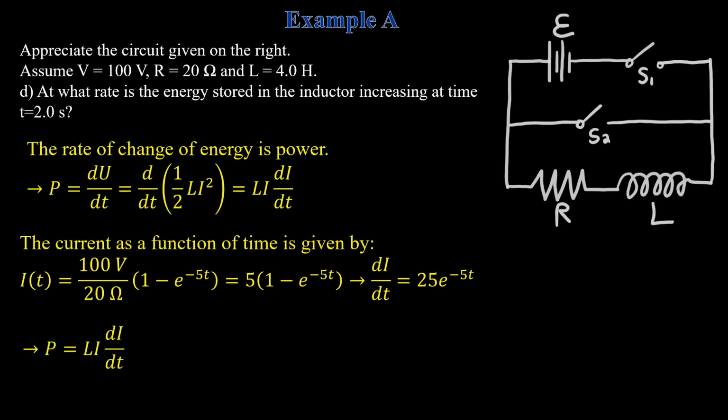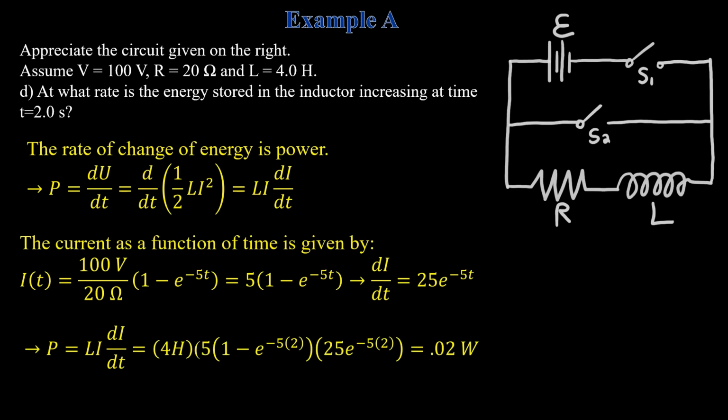Now we go back to the original function. So we're going to plug this in to di/dt at t equals 2. Likewise, for the current function I of t, we plug this in for I, again at t equals 2. And then L is 4 henries. So there we go, 4 henries times I of t at 2 times di/dt at 2. And you get a final answer of 0.02 watts.